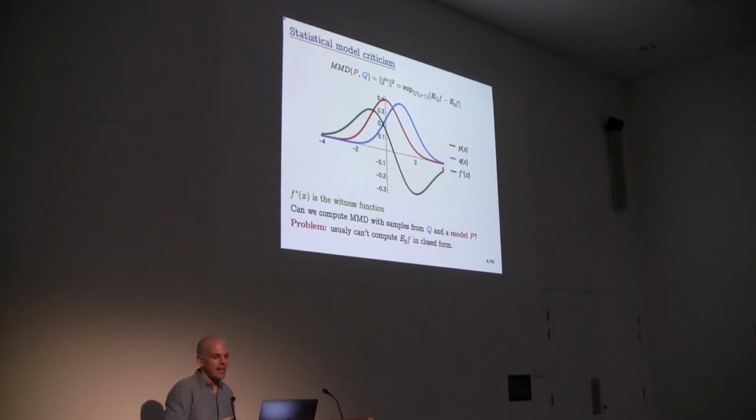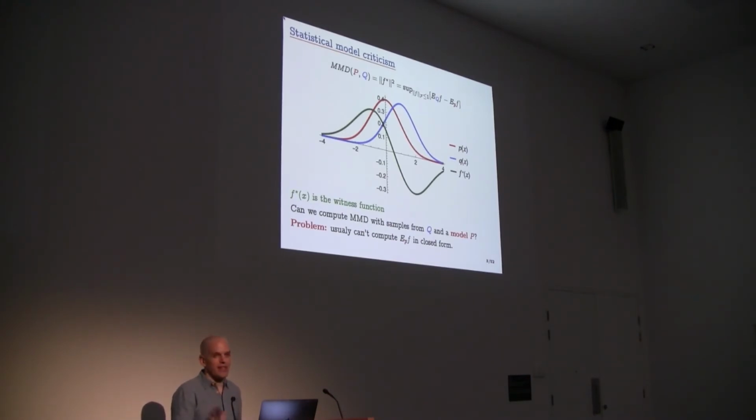Now, previously, when I computed the MMD and the witness function, I had samples from P and samples from Q, and I showed you how to compute the witness function in this case. But now it might be that rather than having a sample from P, I have a model P, and I might want to compute the MMD between a sample and the model that I think should be a good fit for that sample.